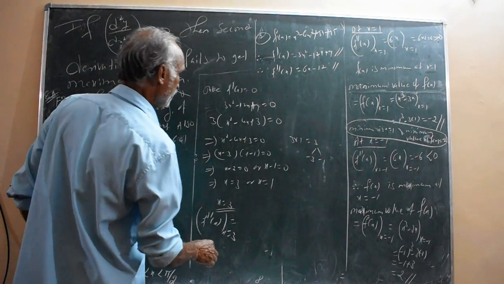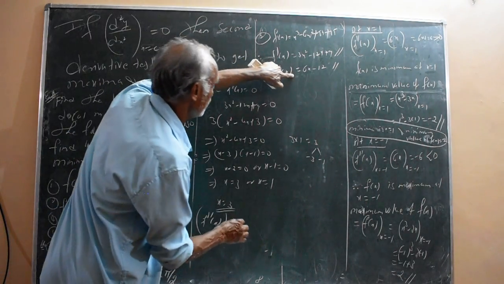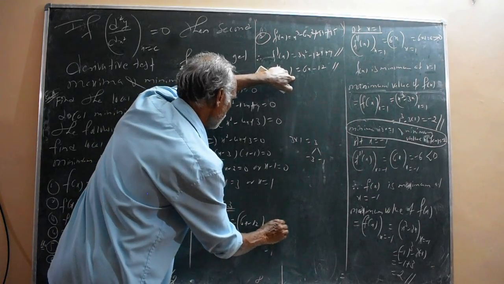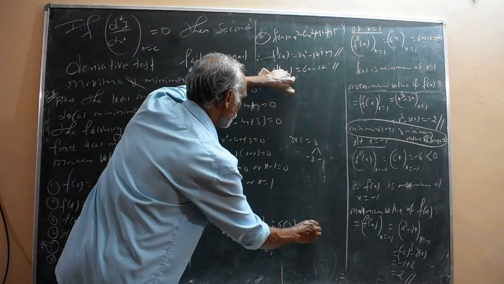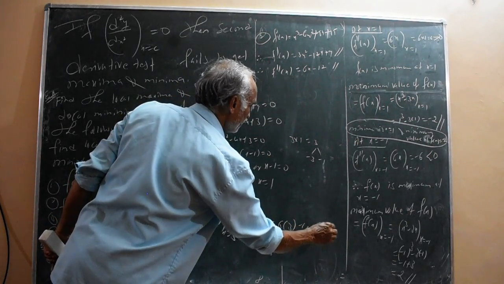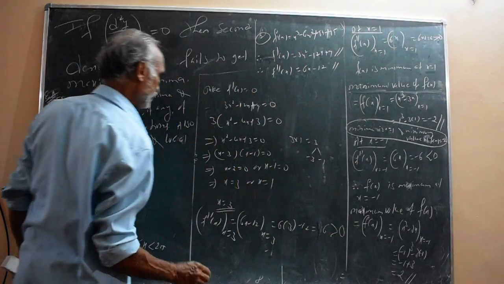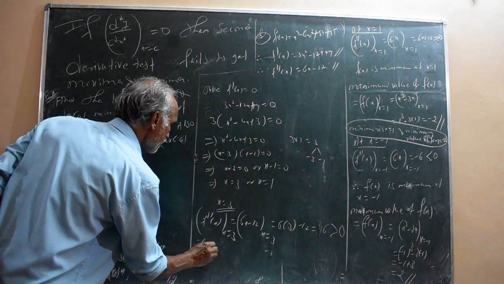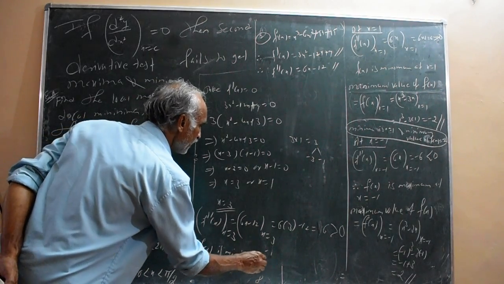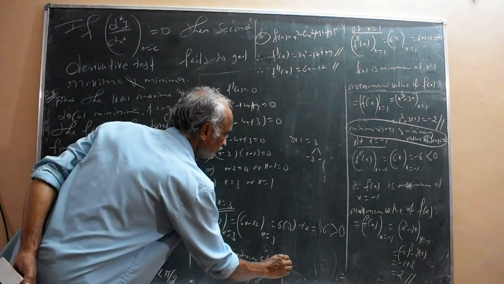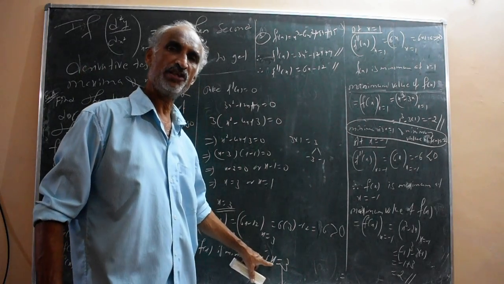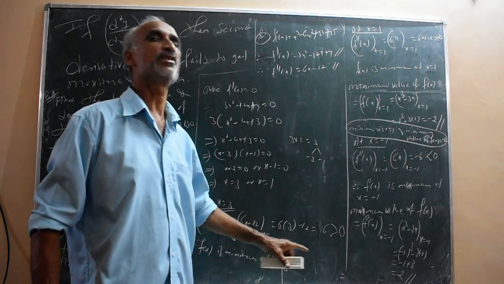X is equal to 3. F double dash of x is 6x minus 12. X is equal to 3. That is equal to 6 into 3 minus 12, 18 minus 12, 6. Plus 6, greater than 0. Therefore, f of x is minimum at x is equal to 3. This is the minima. Point of minima is x is equal to 3.